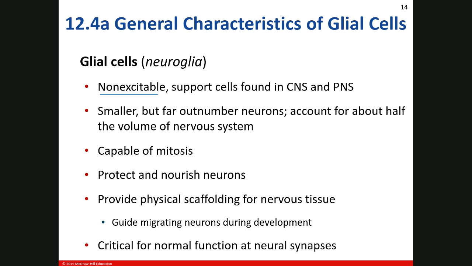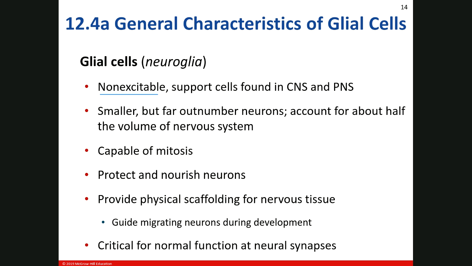You can have a neuron that can be as long as your leg or as long as your arm. Those cells become very, very long, all right? So these glial cells are much smaller, but they far outnumber the amount of neurons in your body, and they make up almost, if not more than, half of the total volume of your nervous system, okay?